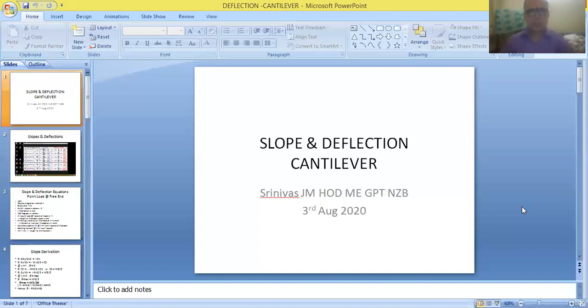So firstly, we have to note down slope and deflection formulas for a point load acting on the cantilever. And finally, we have to note down the formulae for slope and deflection for UDL acting on the cantilever. So these are the topics to be covered in this particular session.